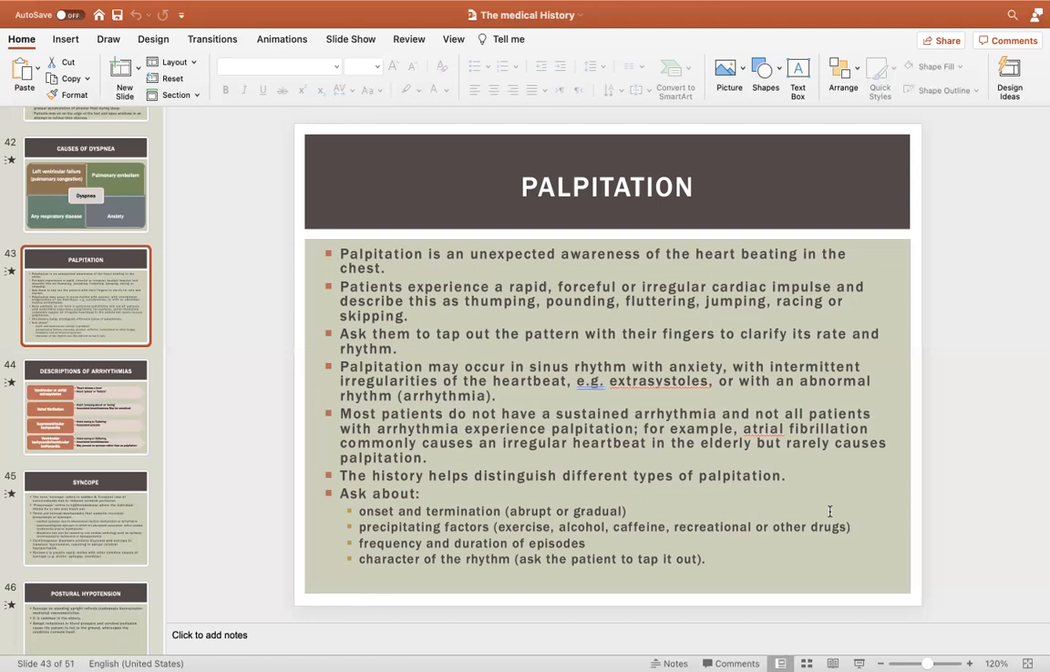Patients experience it as a rapid, forceful, or irregular cardiac impulse and describe this as thumping, pounding, fluttering, jumping, racing, or skipping. It's usually due to tachycardia, rapid heart rate, but sometimes it is not related to tachycardia. You should ask the patient to tap out the pattern with their fingers to clarify its rate and rhythm. This is particularly important when the palpitation is paroxysmal, meaning it comes in attacks.